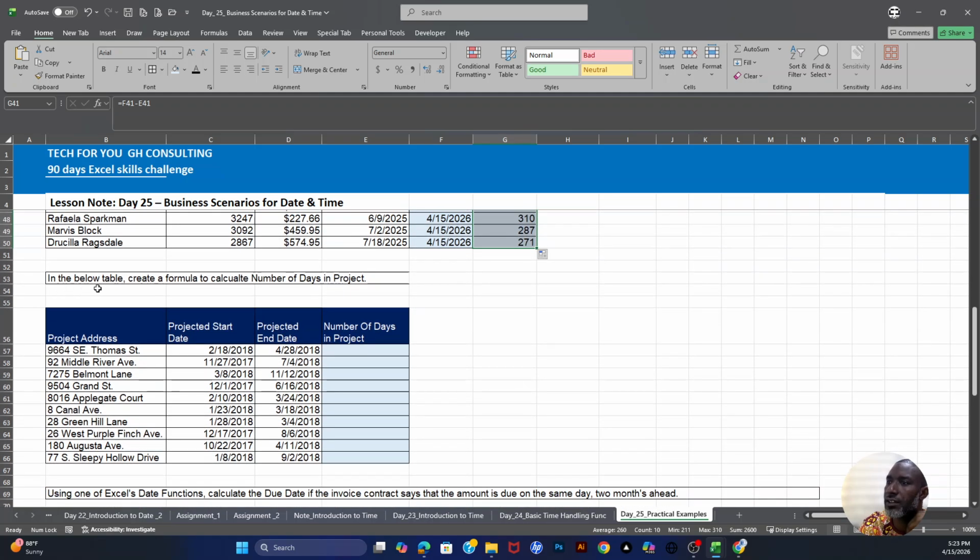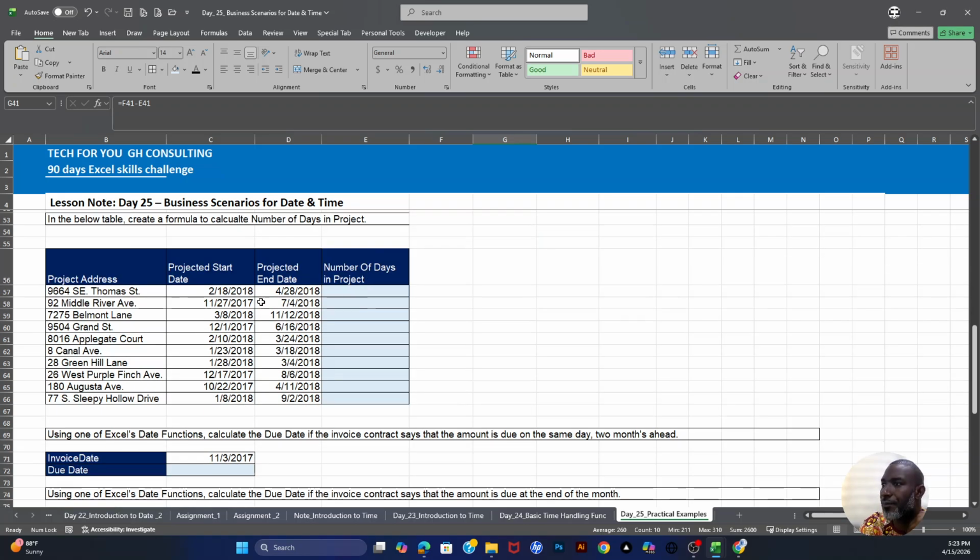So the next one is that in the table below, create a formula to calculate the number of days in a project. So here we have the various project addresses or locations, and then we have the various project start dates and the various project end dates. Our role is to determine the number of days used to complete the project. The first one is also going to be subtraction. Pick the project end date, then subtract the project start date from it, and that will give you the total number of days used for the project. You can copy it down and then you get it for all of them.